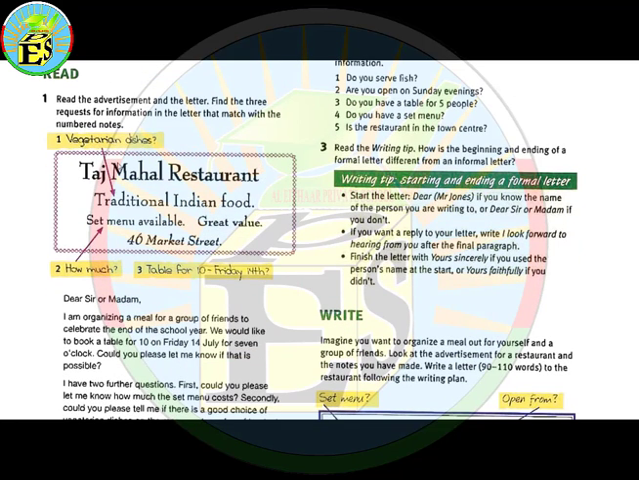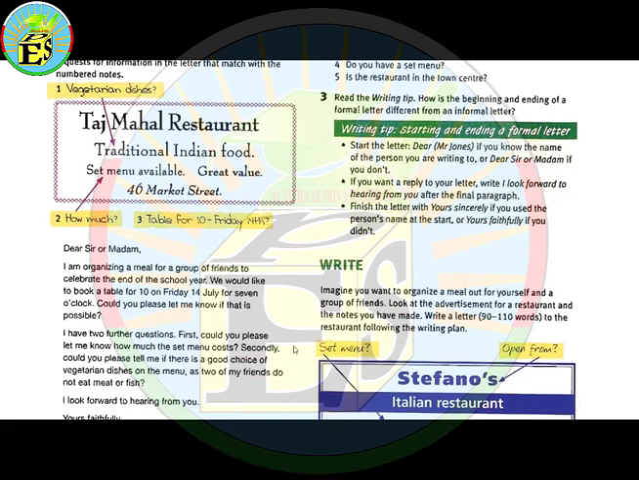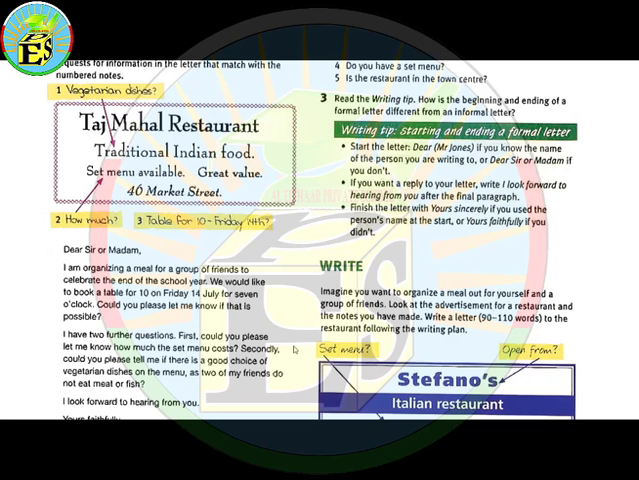is this advertisement. It's an advertisement for an Indian restaurant called Taj Mahal restaurant, and under this advertisement we have a formal letter that we have to read and find some requests that match with the yellow squares that we have here.